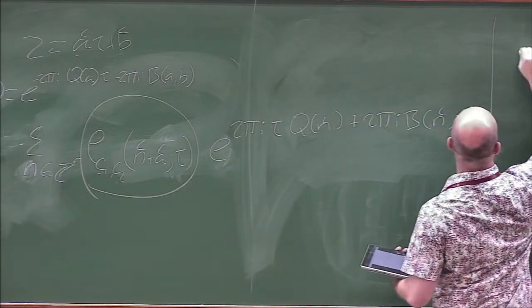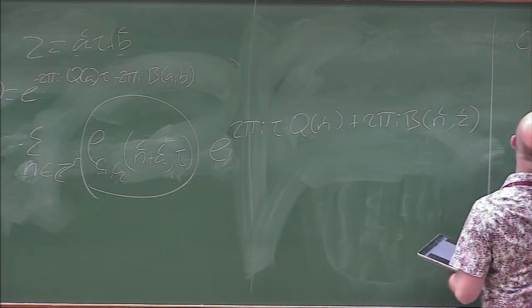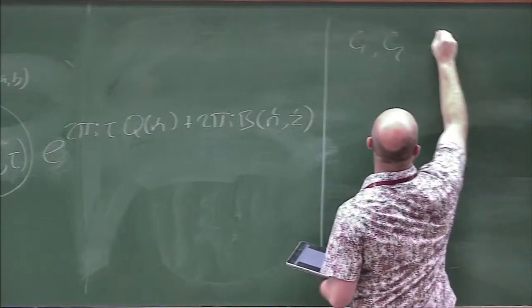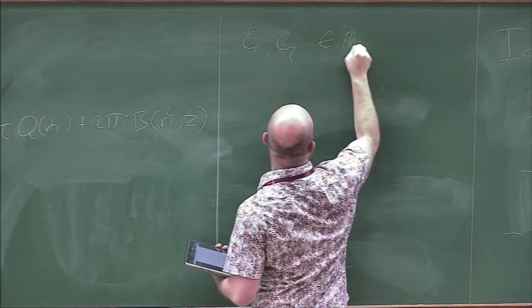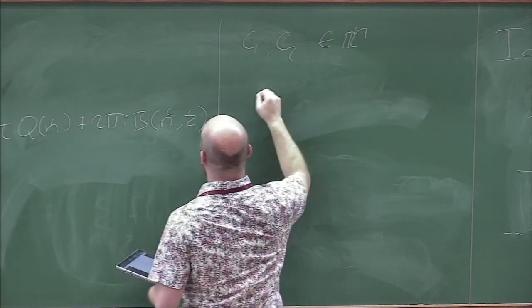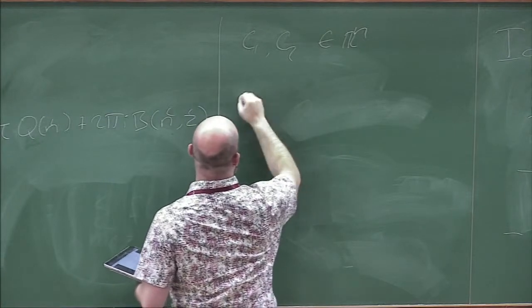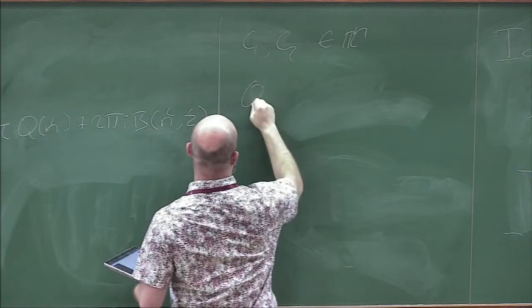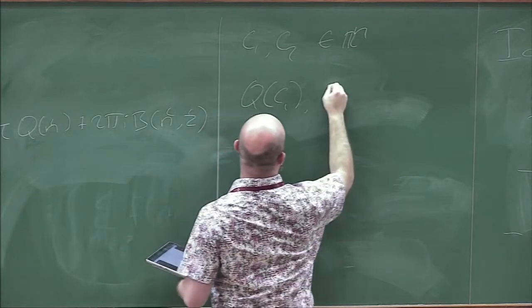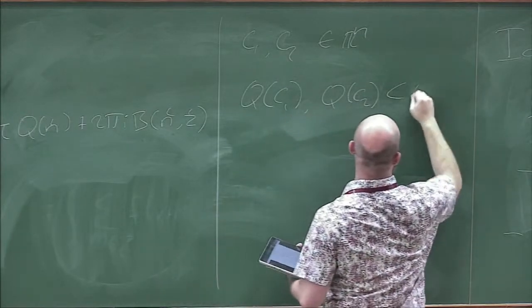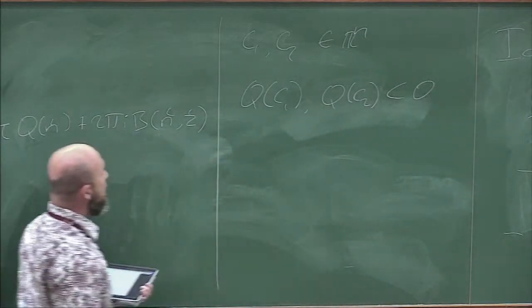So what we have here is C1 and C2. These are vectors in R^n, and they need to have negative norm with respect to this quadratic form. So Q of C1 and Q of C2 need to be less than 0.